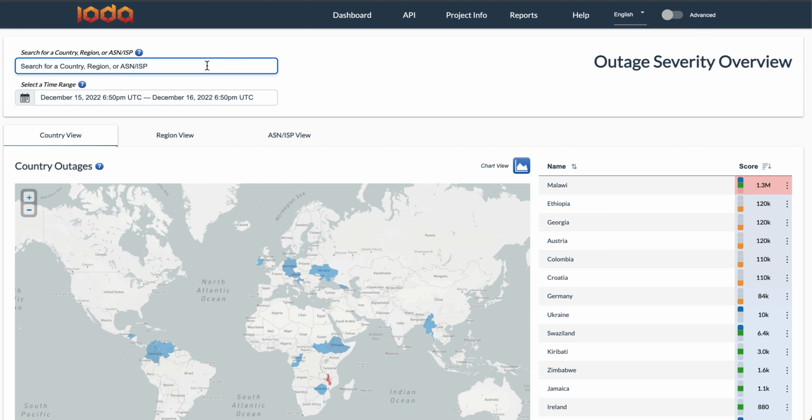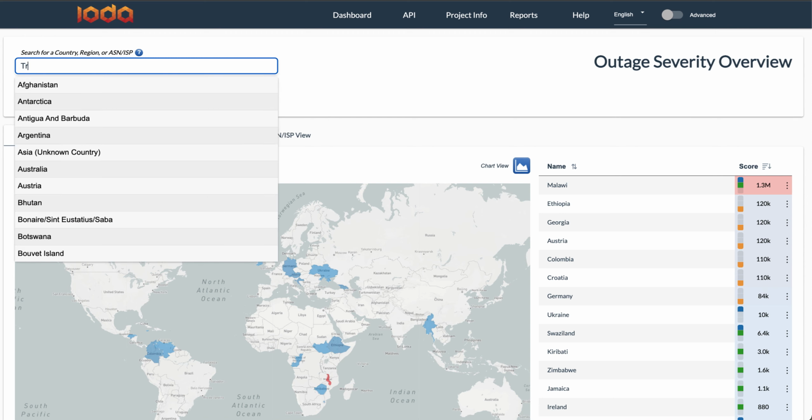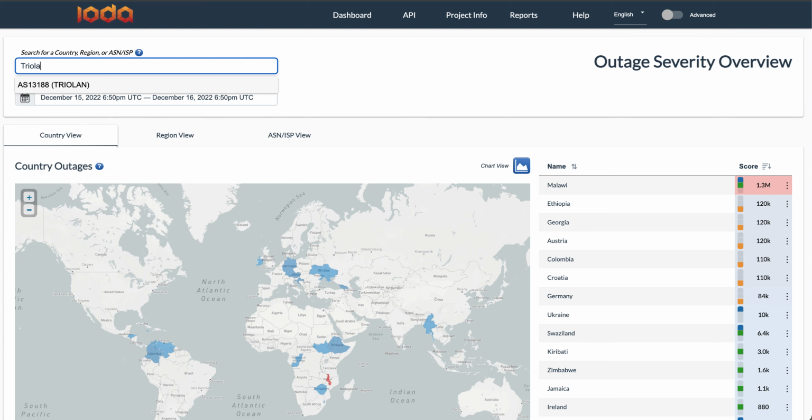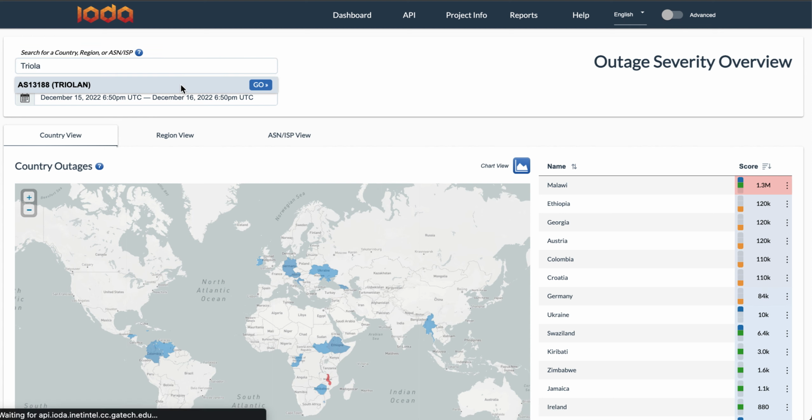What we're going to do is, since we know that this attack happened on a network, and we know the network name, let's search for Triolan in the search bar. So here we see Triolan pop up, and it also has the specific AS number. You could do a web search if you wanted to know the AS number of a specific network, or the network name associated with an AS. But this is the one that we're looking for.